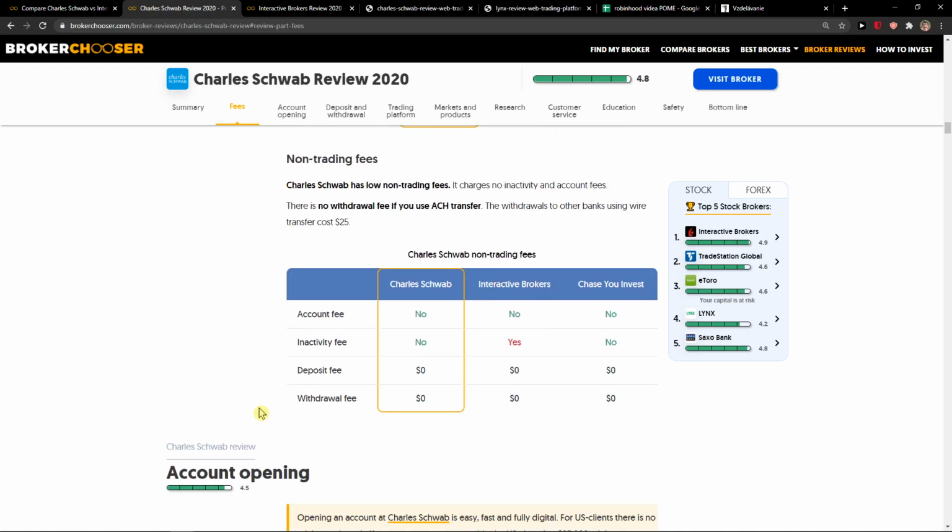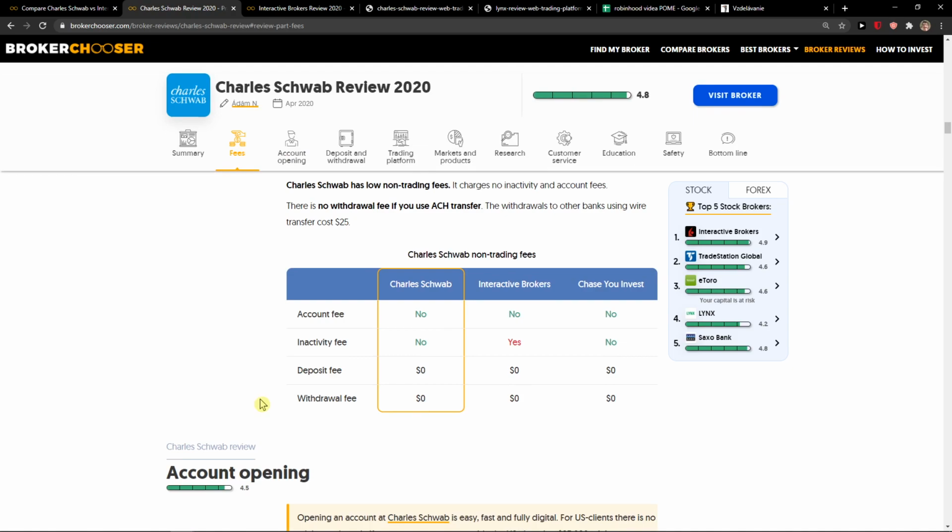Now you have non-trading fees. And again, Charles is winning here because Interactive Brokers has an inactivity fee like this. If you have below $2,000 in your account, you're going to pay $20 per month in commission. If you have above $2,000, you're going to pay $10. Now, if you have about 100K in your Interactive Brokers account, you're going to pay no fee at all. But how can you get around it?